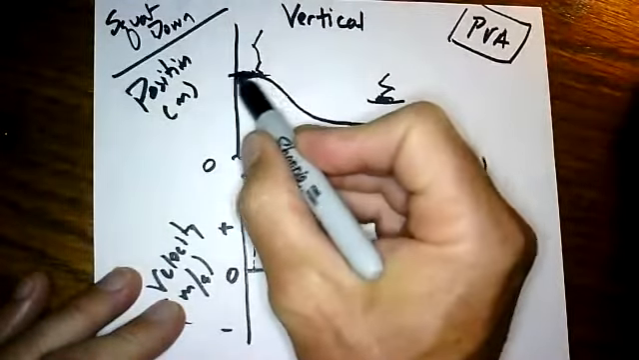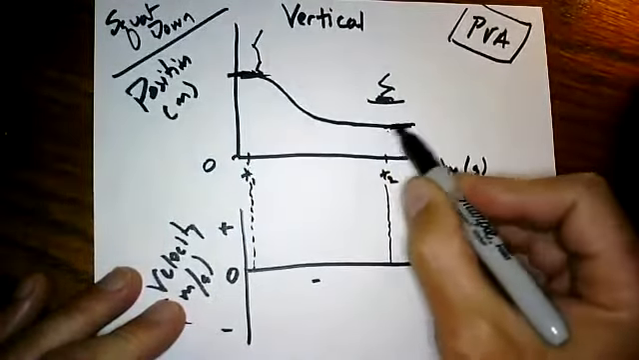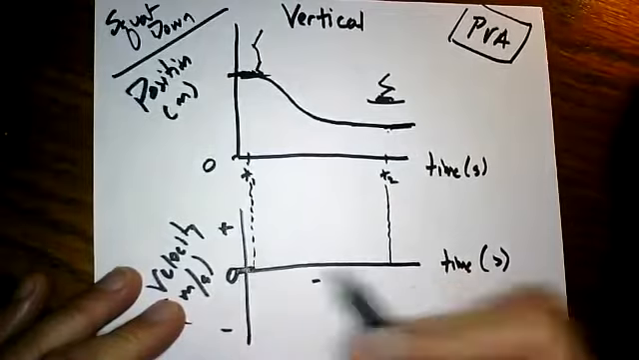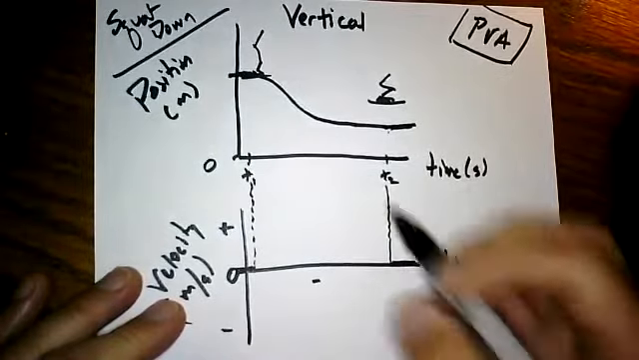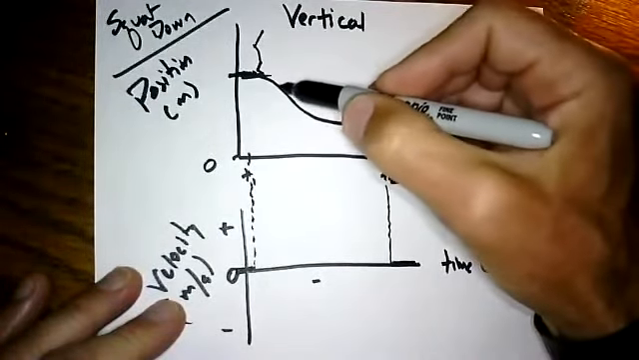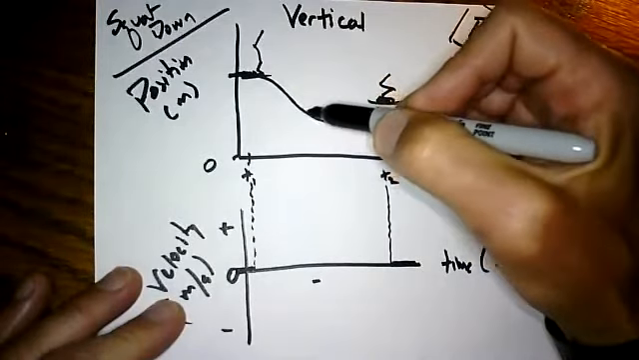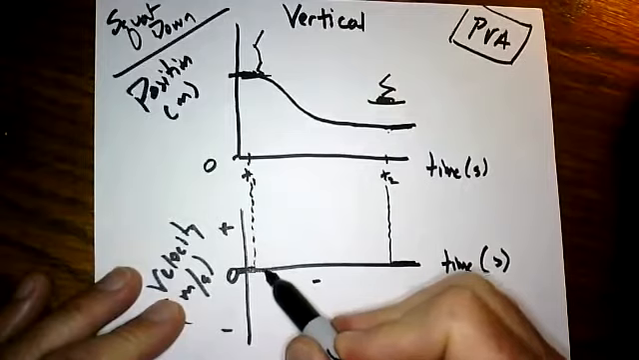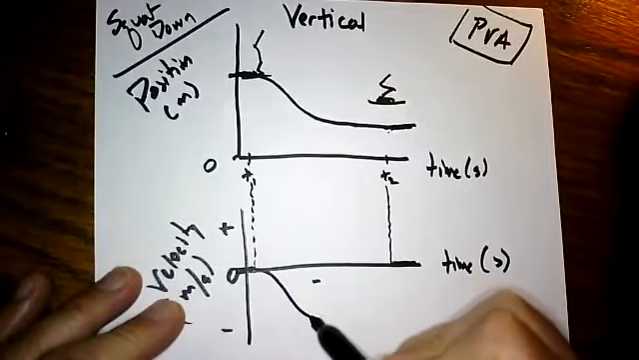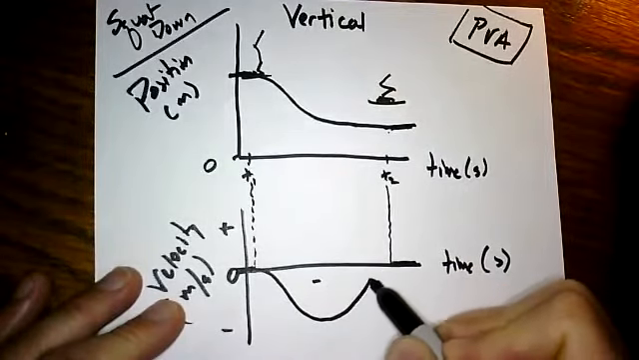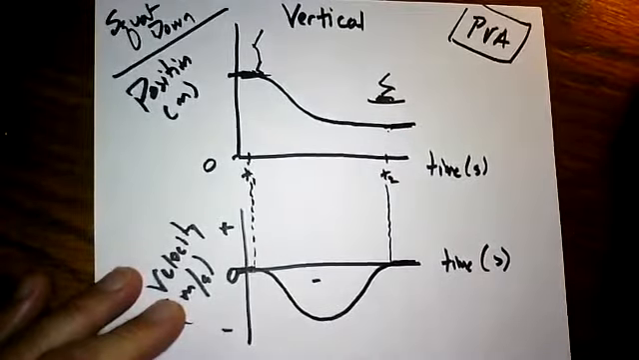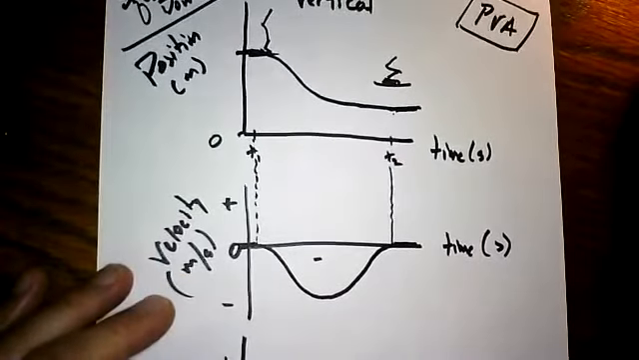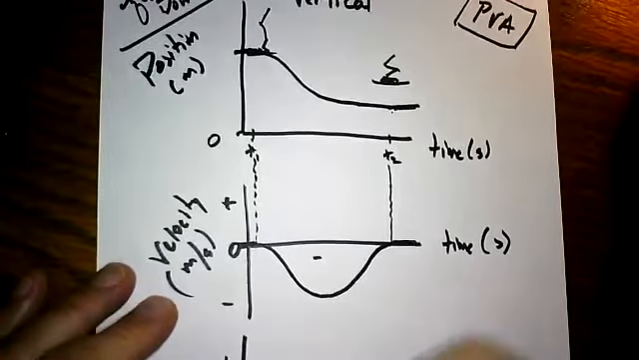We start with 0 velocity and end with 0 velocity. So here's 0 here, and here's 0 here. And what happens is we speed up moving downwards, and then we slow down moving downwards. And that's modeled like this: speeding up moving downwards, slowing down while moving downwards. And we get a velocity plot that looks like this. This is the velocity of the center mass.